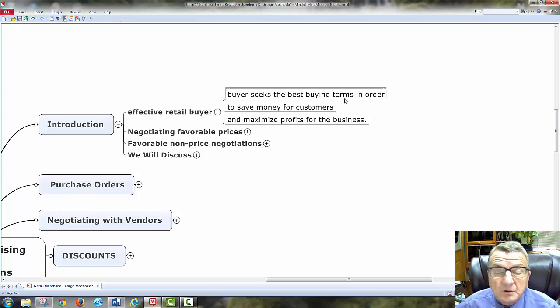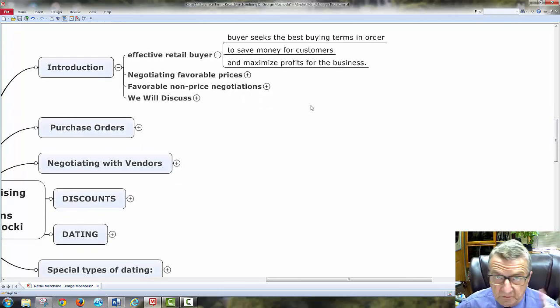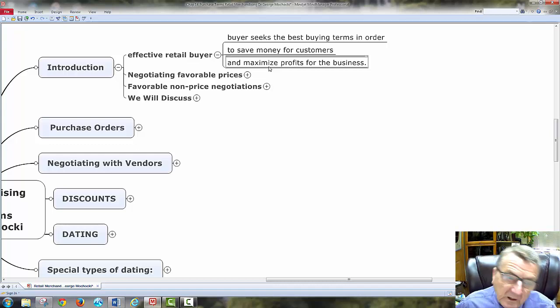Okay, seeks the best buying terms in order to save money for the customers, right? I could pass that savings down to them, gives me more customers, expands my business, and maximizes profit. Bottom line is profit. Look, if I don't have any profit, why be in business? Even a nonprofit organization makes profit. They have so much for operating costs, but they have to turn it around, and they have retail merchandising. If I look at Goodwill, you see stores all over. They're retail merchandising. They train people, and then they go into the retail business.